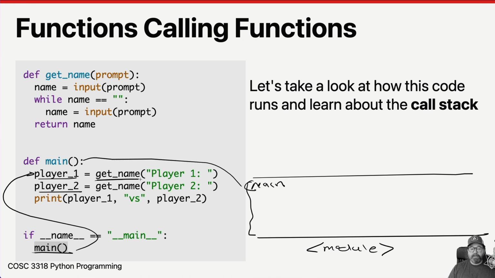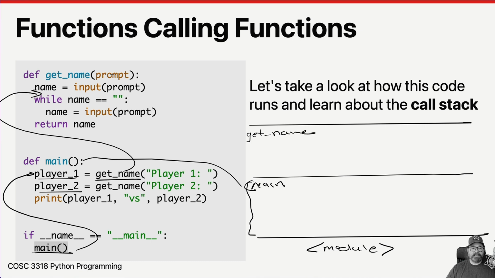And then when we call get name, and this comes up here, it adds another entry onto our stack. So here's get name, and we pass in the prompt, which is a variable. So prompt automatically is whatever we tell it, player 1 in this case. And then when we call input and type something in, we get a name, which is like Curtis. Then we return that name, okay?